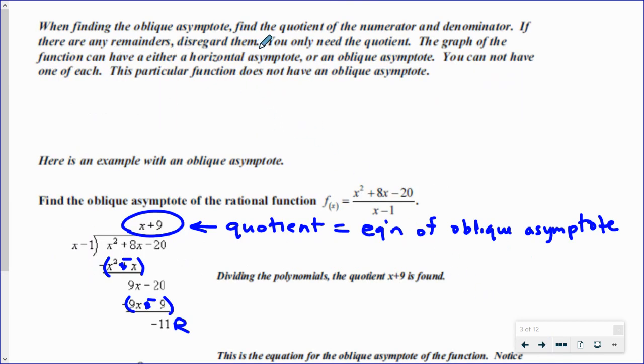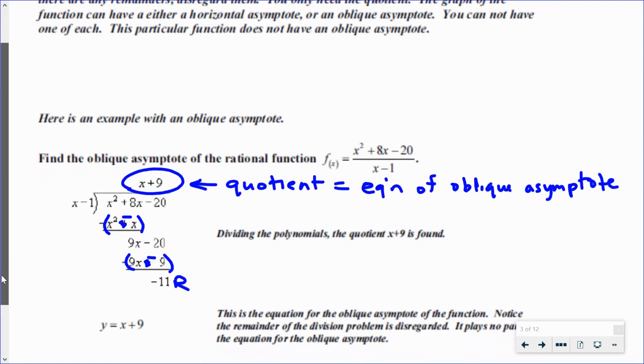If we want to find oblique asymptotes, we need to find the quotient of the numerator and the denominator. We do that by doing polynomial division, like we learned earlier in this course. If there are any remainders, we can disregard them because we only need the quotient. The graph of a function can have either a horizontal asymptote or an oblique asymptote, but not one of each. And that's because of the rules that relate to oblique asymptotes.